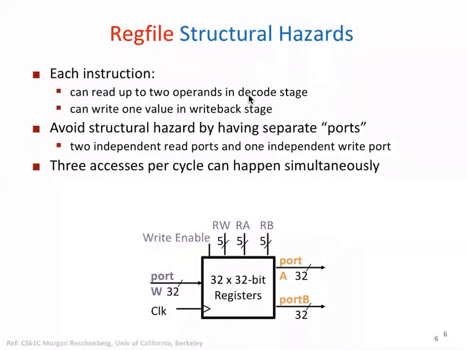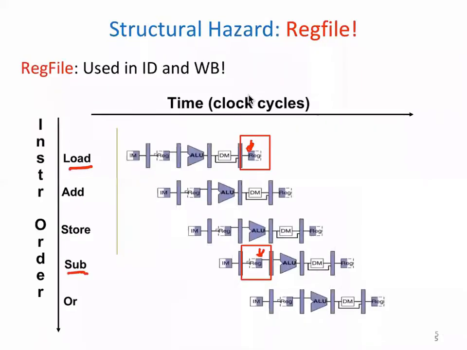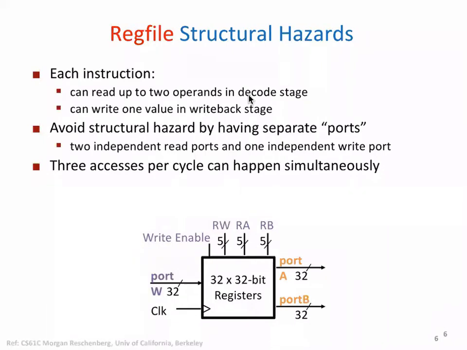However, in order to avoid this kind of hazard or dependency, we can have a register file that has multiple read ports, so multiple data values can be read at a time. At the same time, writing can be done.